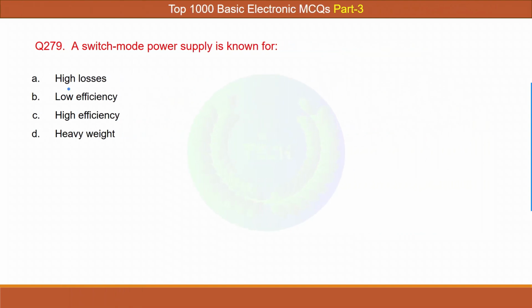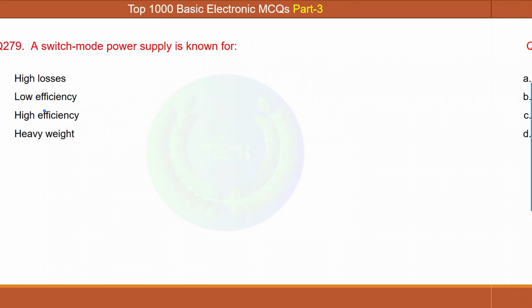Next question, question number 279. A switch mode power supply is known for option A high losses, option B low efficiency, option C high efficiency, option D heavy weight. The answer is option C high efficiency.